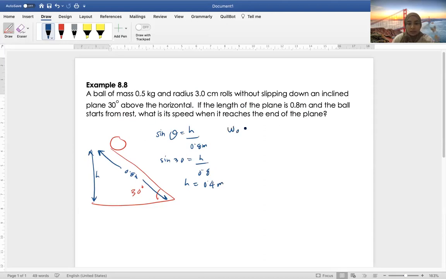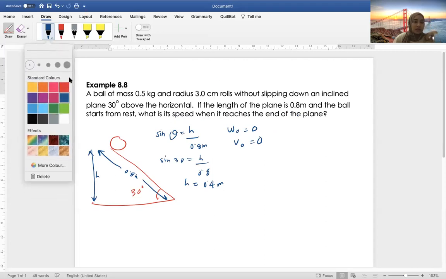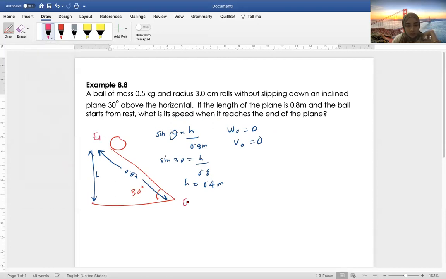So omega naught is 0. V naught is also equal to 0. What is its speed when it reaches the end of the plane? Okay, so we are using the conservation of energy here. And I told you E1 and E2 should be equal. The energy at the initial point and the energy at the final point should be equal. So E1 equals E2.